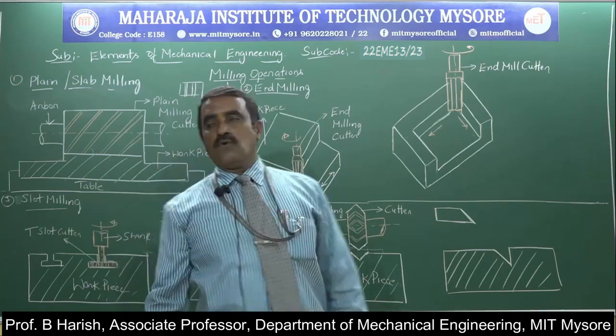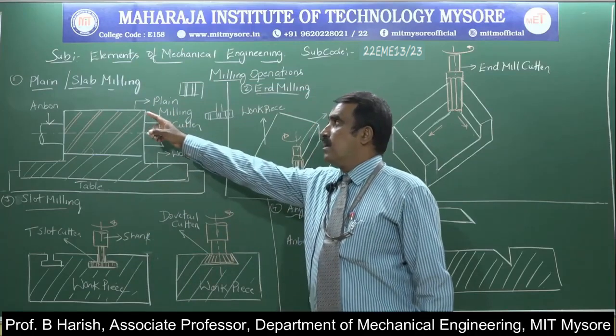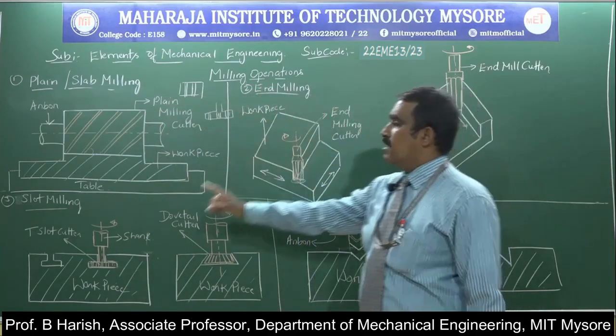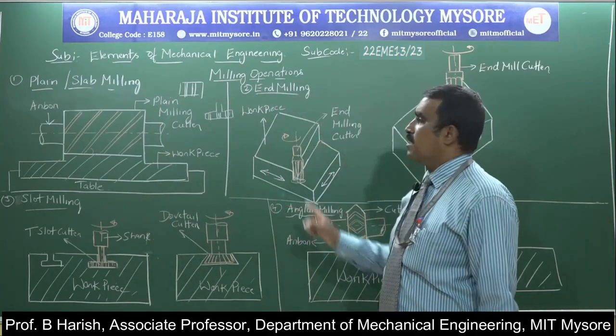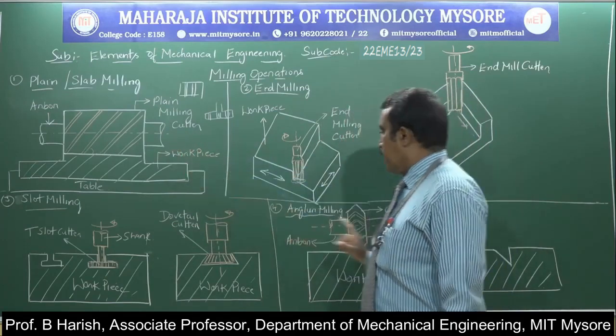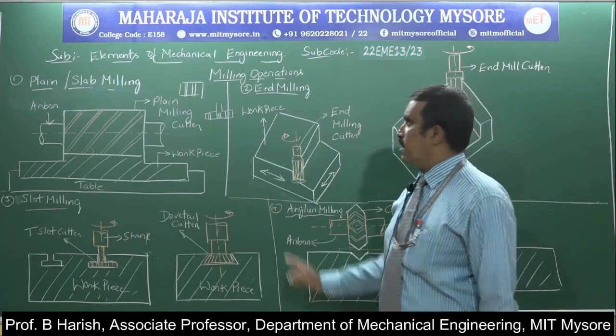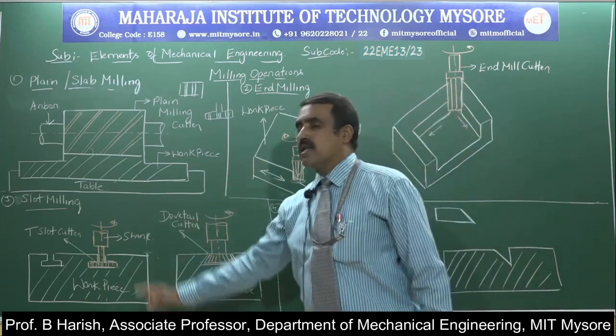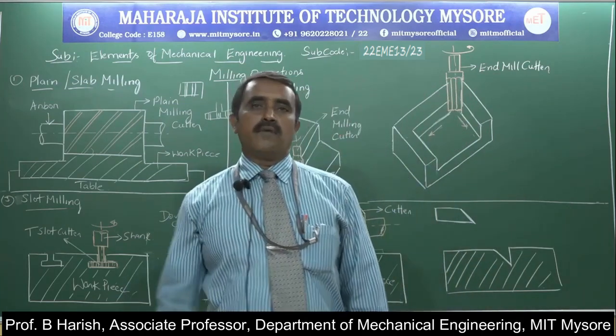These are the four types we have discussed: plane milling or slab milling, end milling, slot milling, and angular milling. Plane milling and angular milling are performed on a horizontal milling machine, whereas end milling and slot milling are performed on a vertical milling machine.